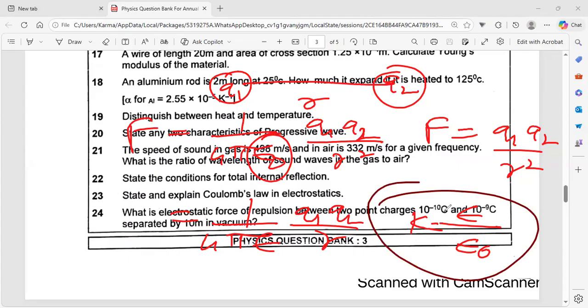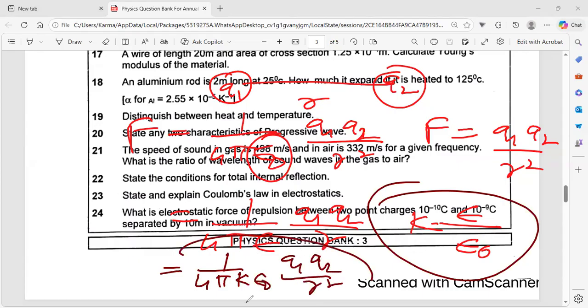It has got no unit. So I can write this second equation as 1 upon 4 pi K epsilon 0 Q1 Q2 over r square. Interesting. Let's move on.